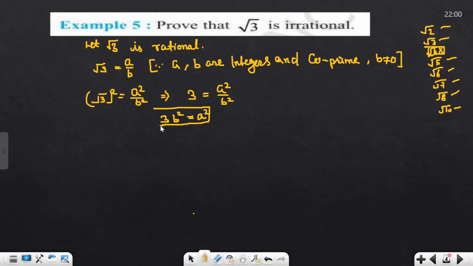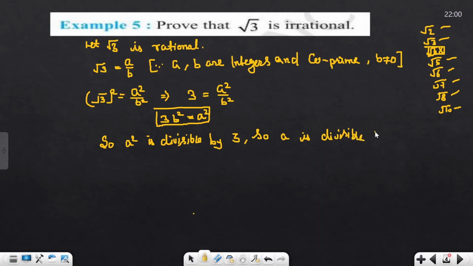Look here. A square is equal to 3 times b square. It means a square is exactly divisible by 3, or a multiple of 3. So a square is divisible by 3, so a is divisible by 3.